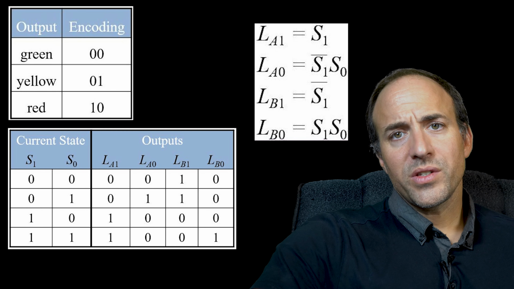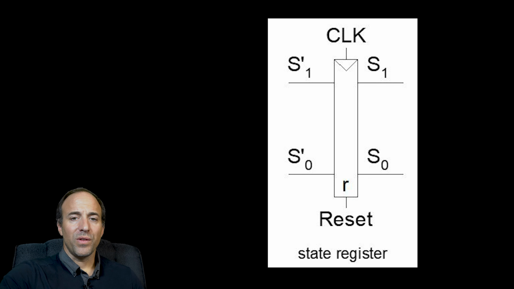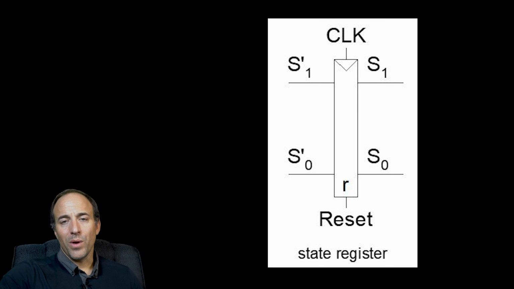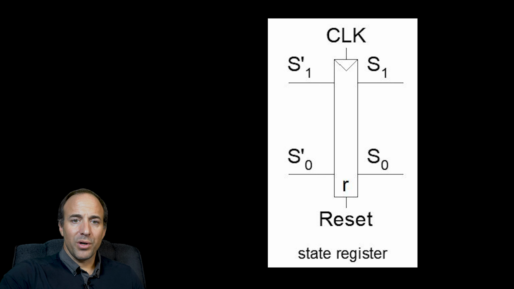So when drawing this as a schematic, we can collapse the 2 flip-flops that comprise the state register as shown here. Notice that the inputs are the next state, S prime, and the outputs are the current state, S. Also notice there's a reset input that resets the state, and of course the clock that synchronizes the circuit.